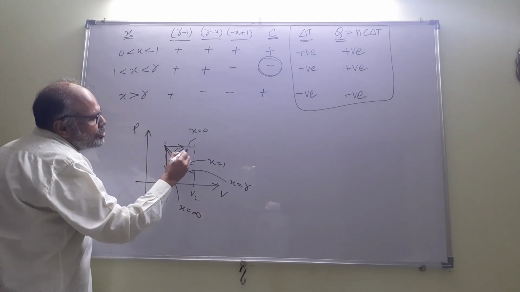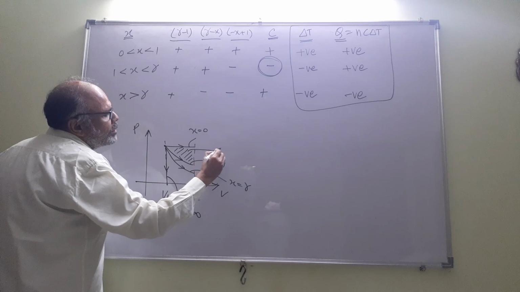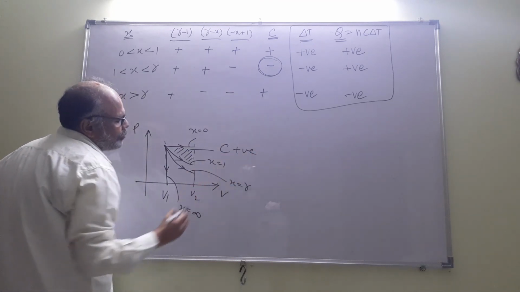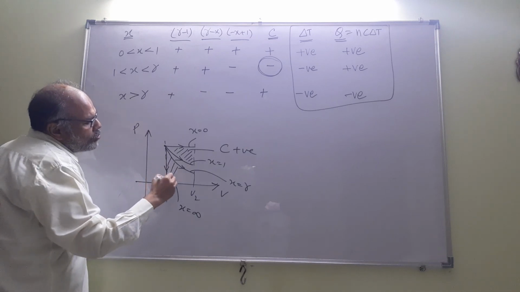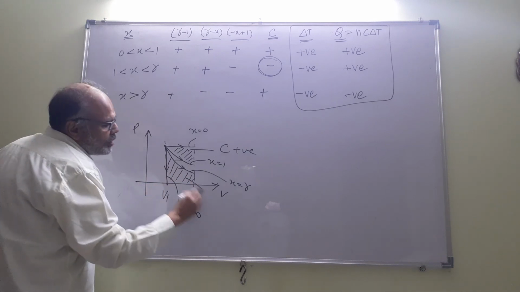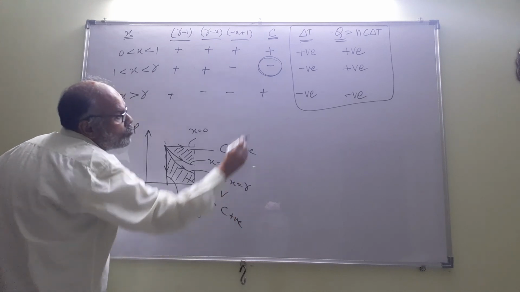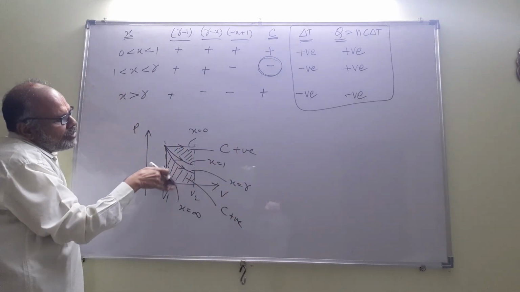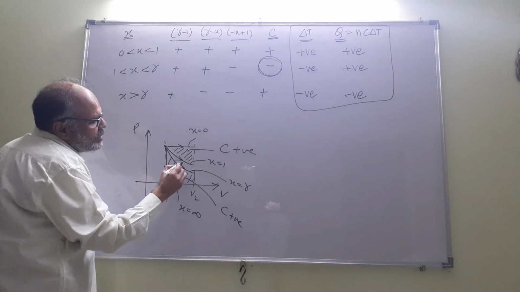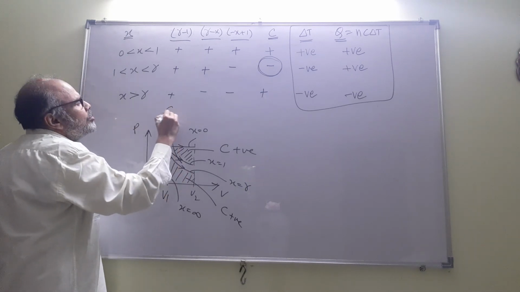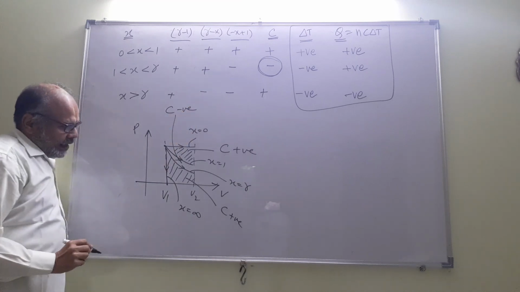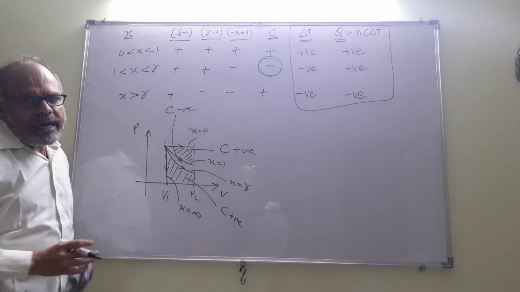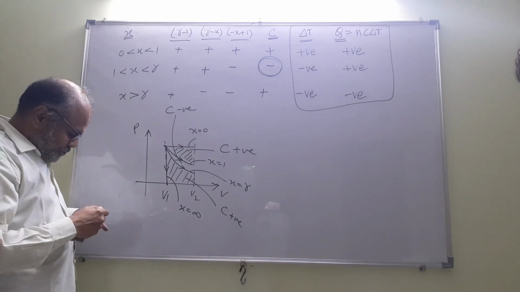Now in this region, we are saying that the specific heat capacity is positive. C is positive. In this region also, the specific heat capacity is positive, for x greater than gamma. These are regions where x is greater than gamma. Whereas here, in this region, specific heat capacity is negative. So when x is between 1 and gamma, the specific heat of the gas is a negative quantity.